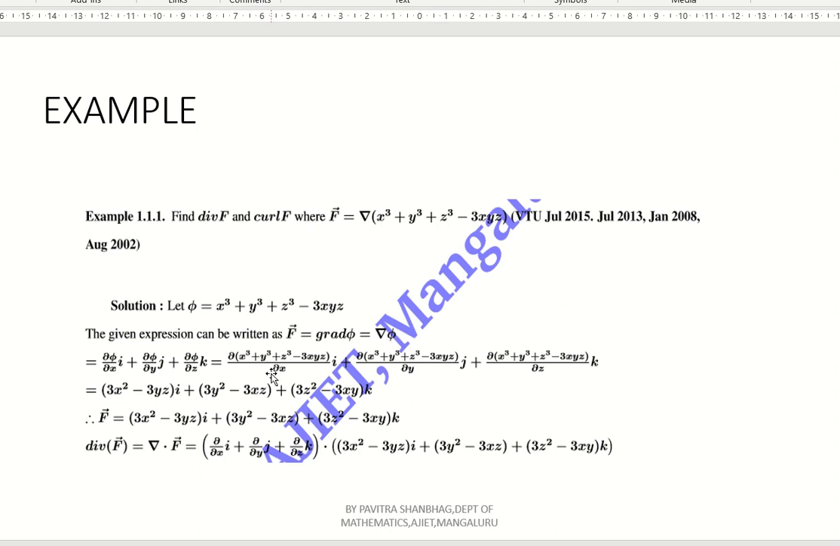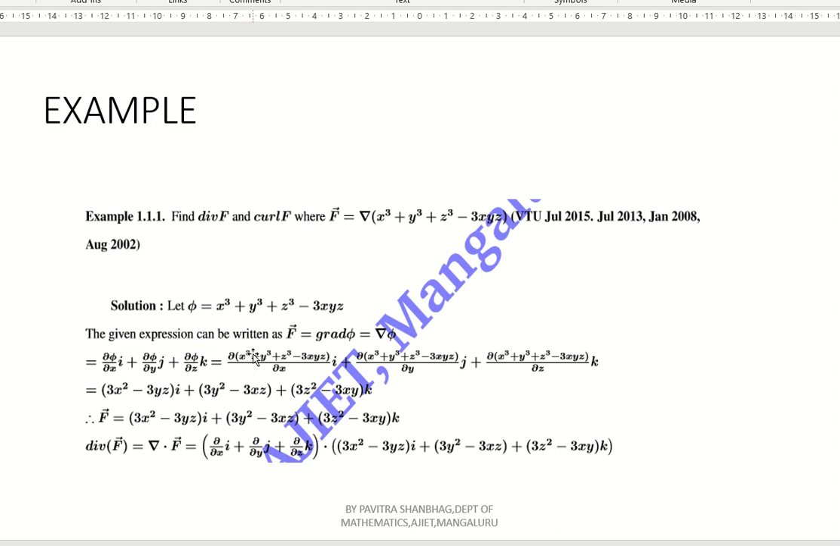It is dou phi by dou x i plus dou phi by dou y j plus dou phi by dou z k. So dou by dou x of phi, that is x cube plus y cube plus z cube minus 3xyz, into i, plus dou by dou y of the same expression into j, plus dou by dou z of again the same x cube plus y cube plus z cube minus 3xyz into k. Now differentiate this expression partially with respect to x, then with respect to y, and again with respect to z. What will you get here?